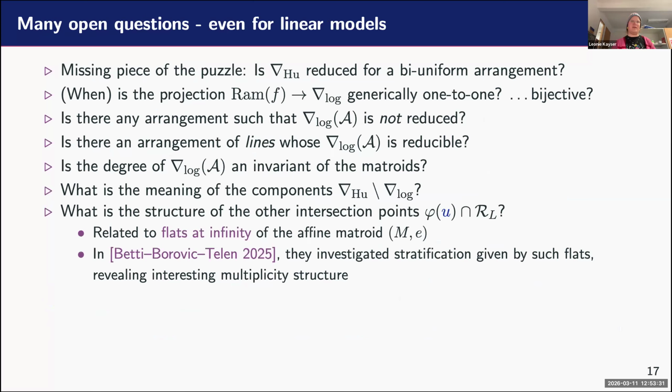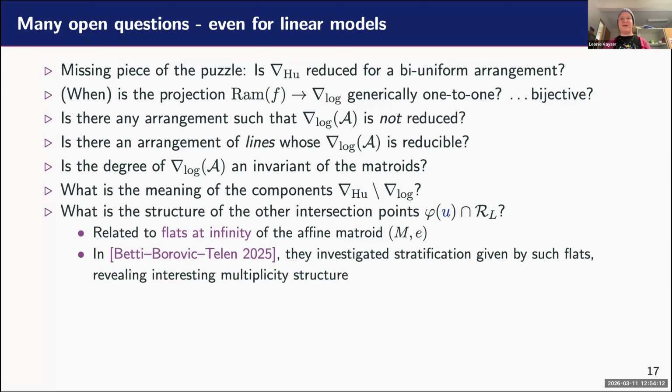And even for the linear case, there are a ton of open questions, but I'm just throwing on the last slide here. For example, how do we finish the missing piece of the puzzle? Why is the Hurwitz discriminant reduced? Can we also show that the projection is generically one-to-one? This we currently only know definitively in the d equal to 1 case. Is there an arrangement such that the logarithmic discriminant is not reduced, which essentially asks whether the ramification locus, this H tilde I made from the beginning, could have a repeated factor? I haven't seen this, but maybe there is something.